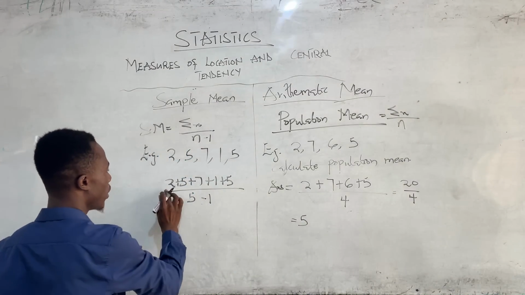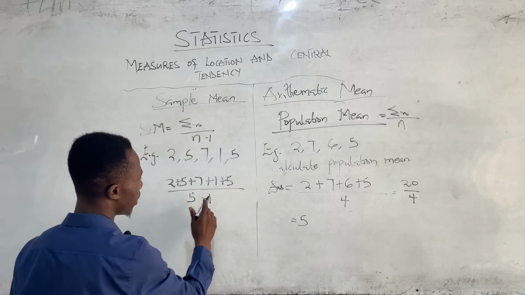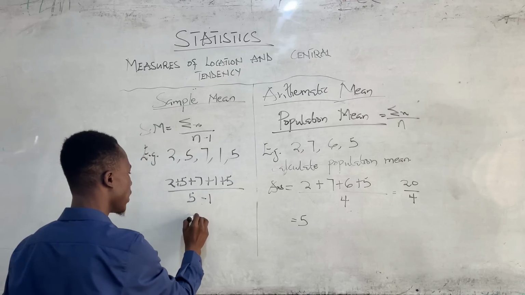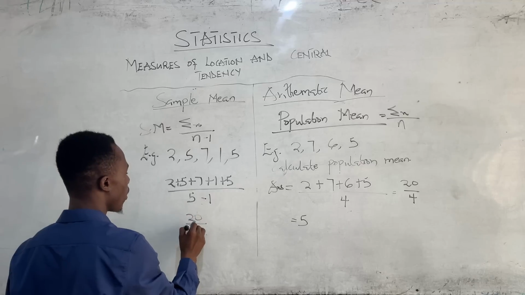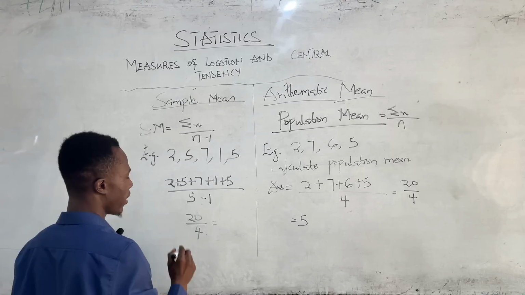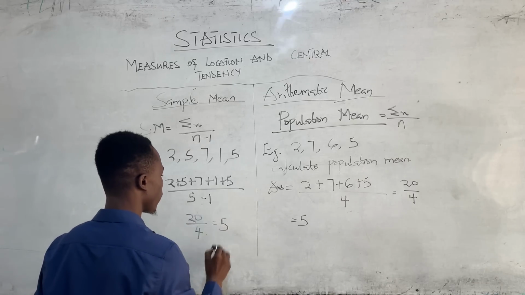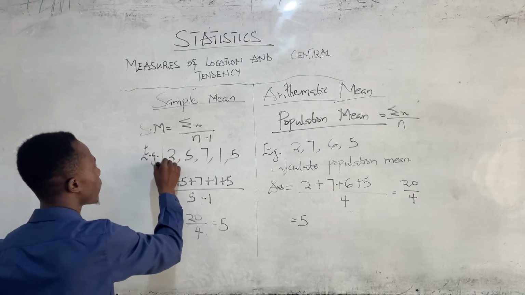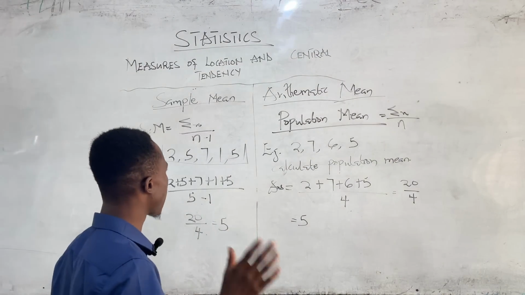Do you get it? So here 2 plus 5 is what? 7. Plus 7 is 14. Plus 1 is 15. Plus 5 is 20. So you have 20 over what? 4. Because 5 minus 1 is 4. Now 20 divided by 4 is what? 5. Right? So the sample mean for this particular data is 5. Do you get it? So just have it in mind.